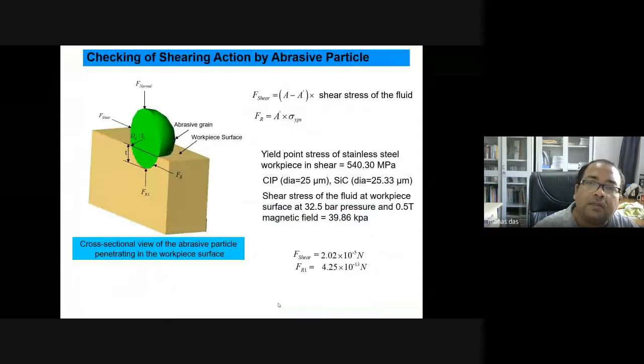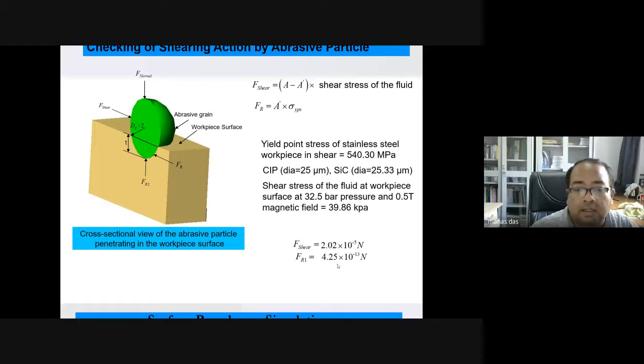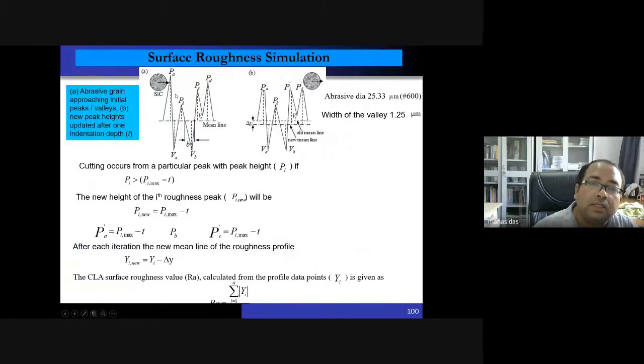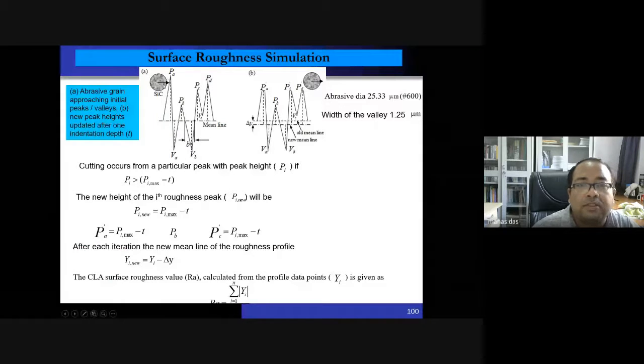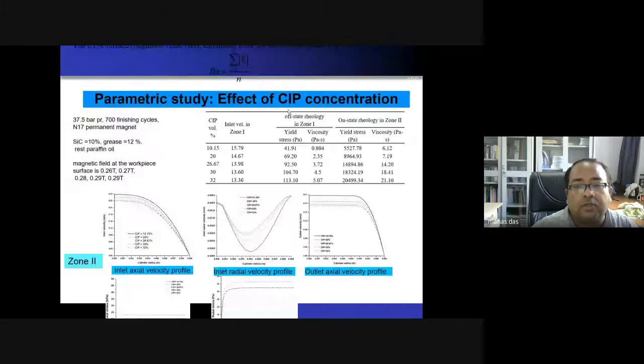We have seen that the shear force should be more than the strength of this material, and we found that it is more than that, resistance versus force. From there we can see that the abrasive particle really is indenting into the working surface. Whatever the surface peaks are, they are removed by these abrasive particles. So we have done some kind of modeling.